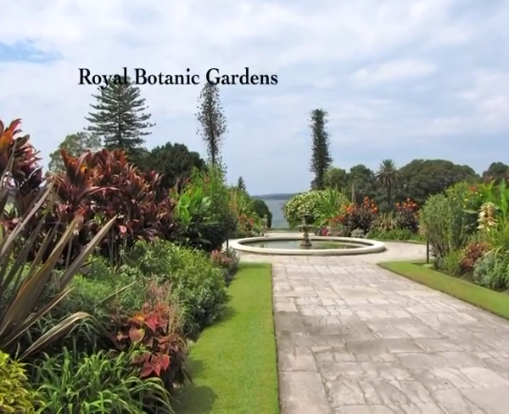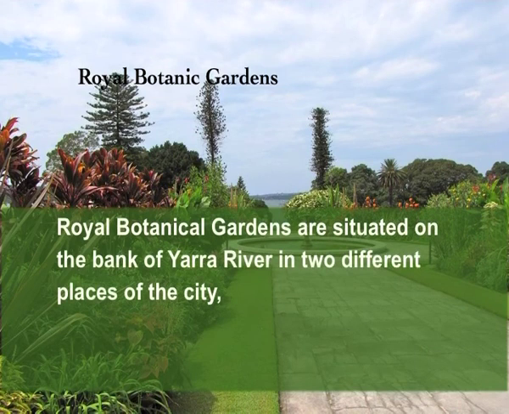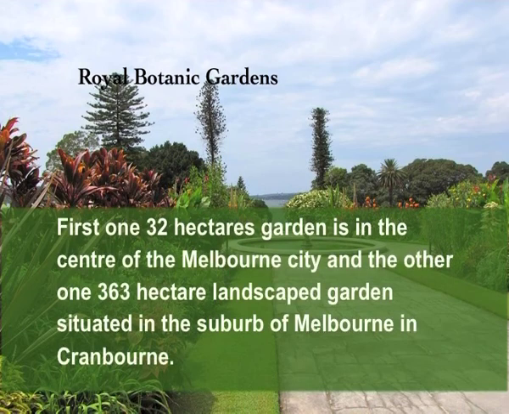Royal Botanic Gardens. The Royal Botanic Gardens are situated on the bank of the Yarra River in two different places of the city. The first one, a 32 hectare garden, is in the centre of Melbourne city, and the other one, a 363 hectare landscaped garden, is situated in the Melbourne suburb of Cranbourne. These gardens are considered Australia's best and one of the world's best landscape gardens. The Royal Botanic Gardens house hundreds of native and exotic plant species.